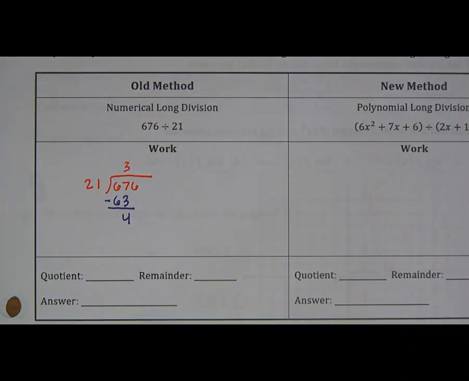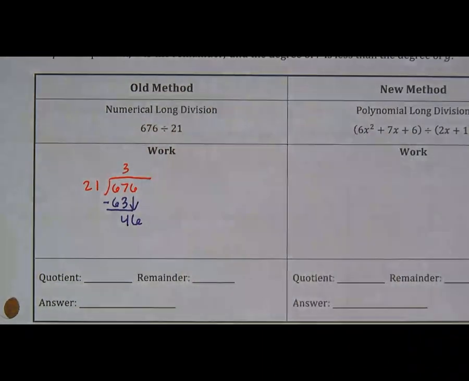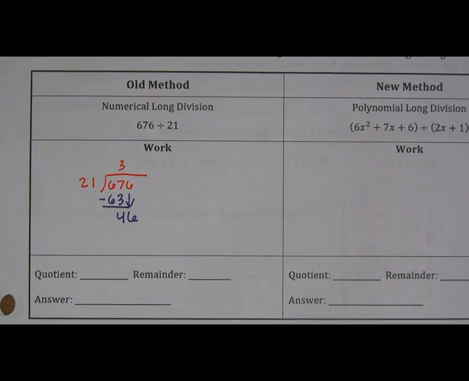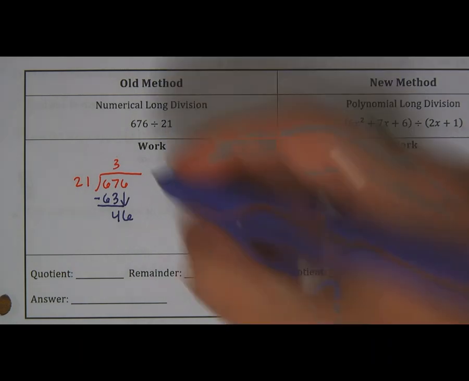Now what do you do? Bring down the next digit. So all of these things are still going to be true today with dividing polynomials. And then you just start the process over again. How many times does 21 go into 46? Well, it goes in there 2 times.